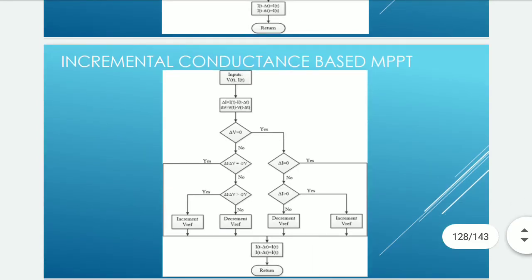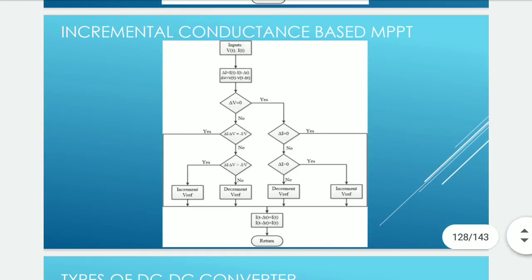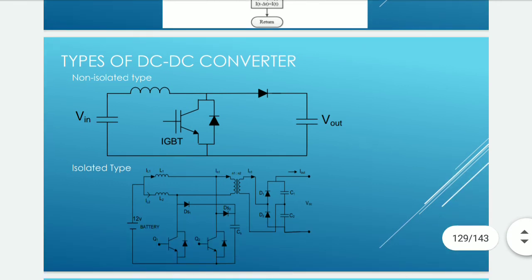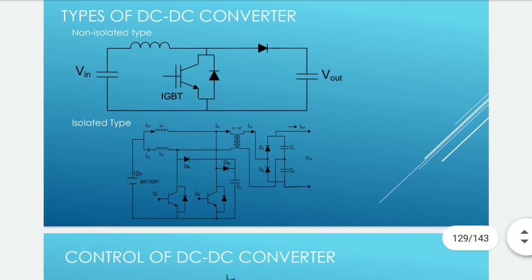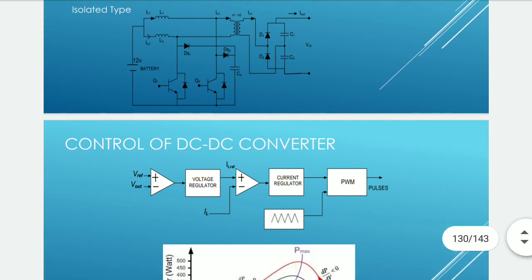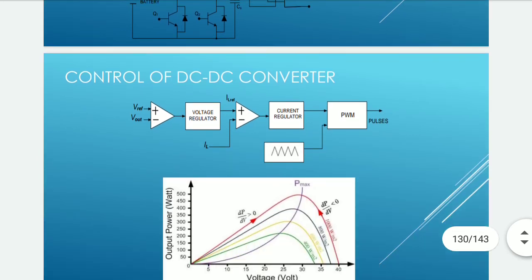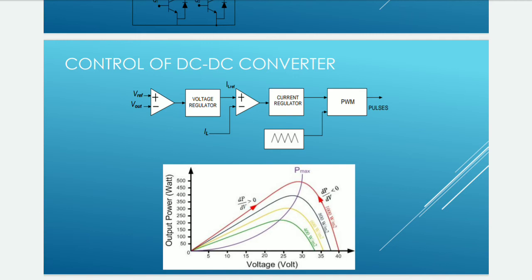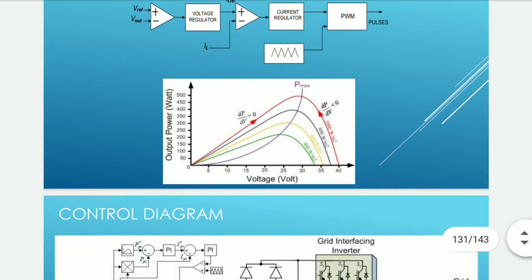Incremental conductance based MPPT. This is the next algorithm. Types of DC-DC converter: non-isolated type and isolated type, where we use a transformer. Control of DC-DC converter: reference V, voltage regulator, current regulator, pulse width modulation, output power, voltage. This is the maximum output.